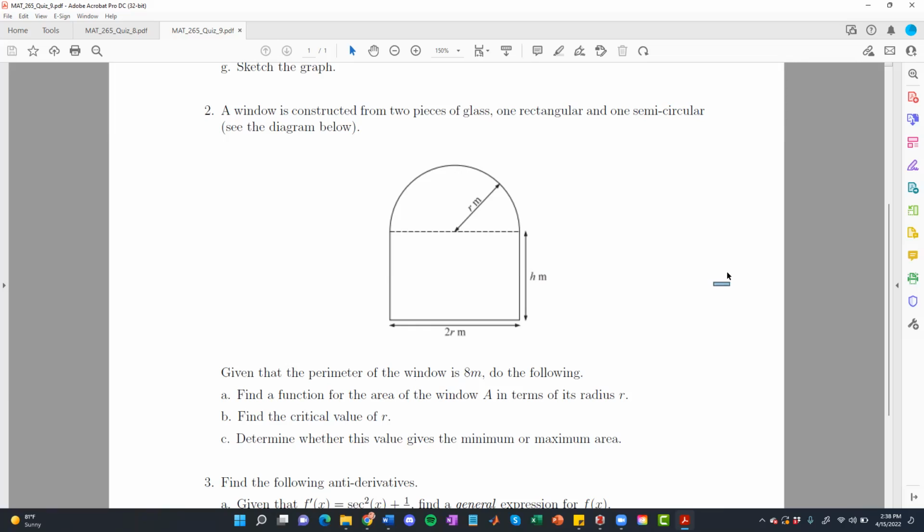One pair of like terms combines: 8R minus 2R squared minus 1/2 pi R squared.